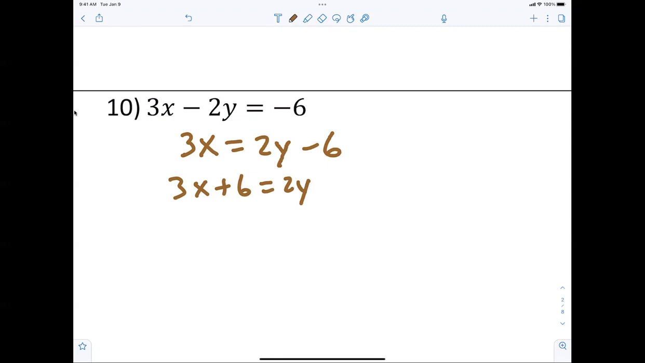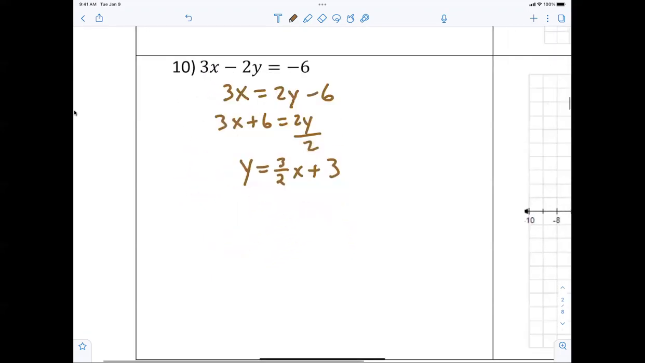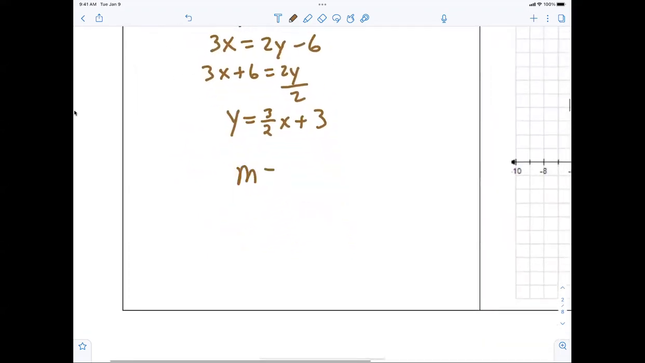That's really and truly as hard as it can possibly get to graph. Our last step is just go ahead and do what? Divide by 2. And when I divide by 2, I'm going to rewrite it as the y value first. So it's going to be y equals 3/2 x plus 3. Everybody okay with that? Y equals 3/2 x plus 3. And now underneath that, you tell me what the slope is. M equals 3/2. B equals (0, 3).